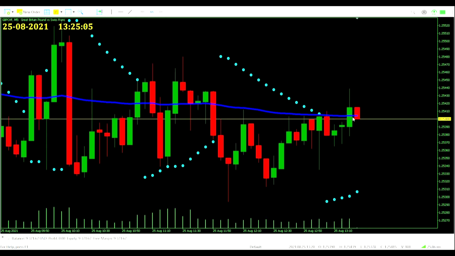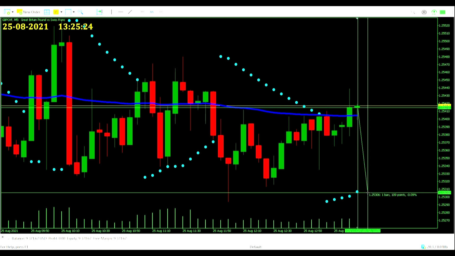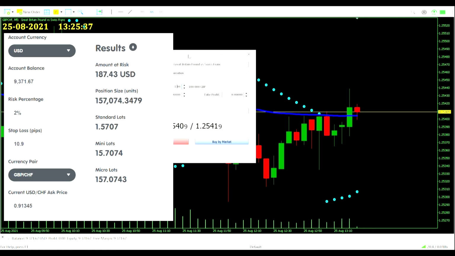So the EMA has just closed with a single pixel upwards there. It's just ever so slightly gone up, but that does mean that both of these trend indicators are giving us the go-ahead to get in the trade. So let's measure out our stop loss. 10.9 pips. Our risk is on screen now.